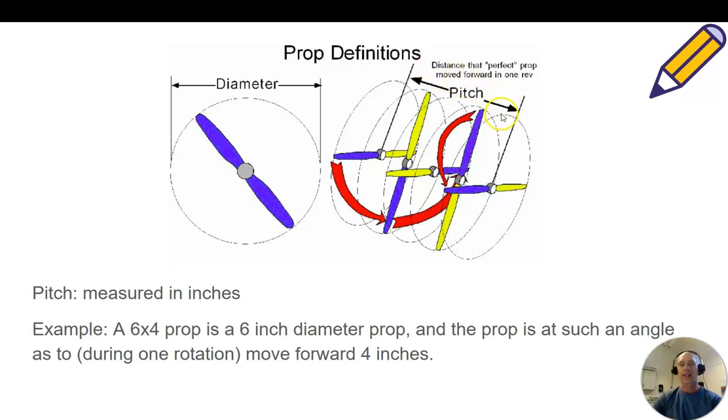So that's as if it were like digging through jello. You know how you take propellers and you dig them through jello? That's exactly what it's like. So a 6x4 prop is a 6-inch diameter prop, and the prop moves at an angle such that during one rotation it moves 4 inches forward. So make sure you know that 6x4 means 6 is the diameter, 4 is the pitch.